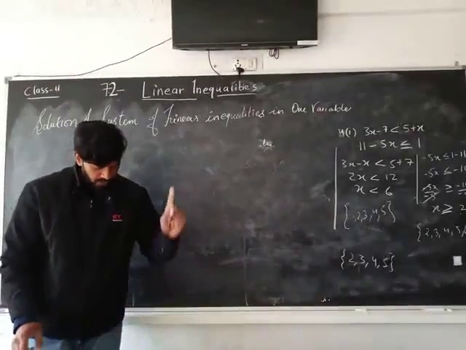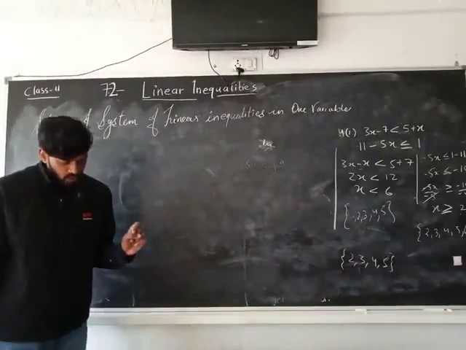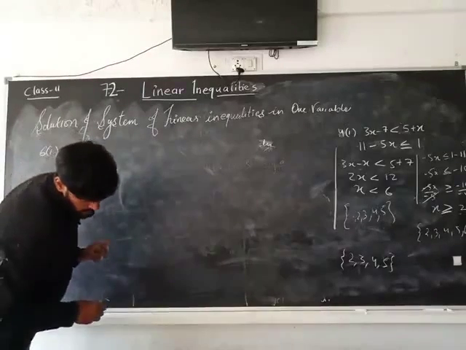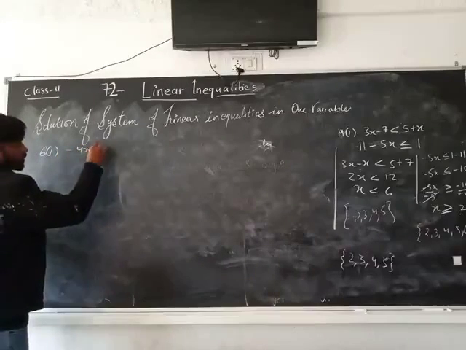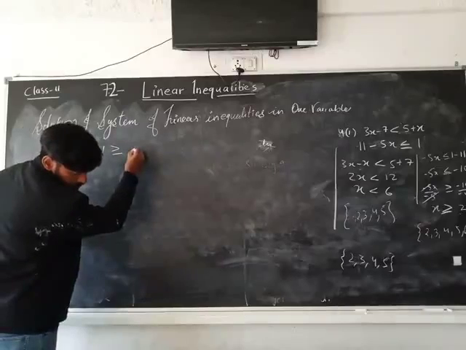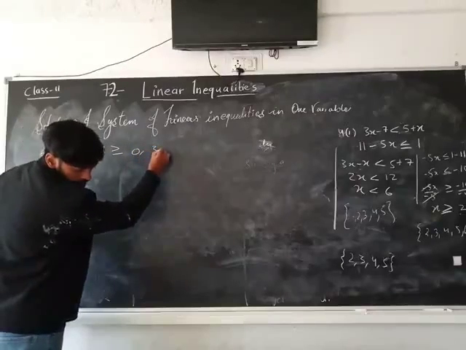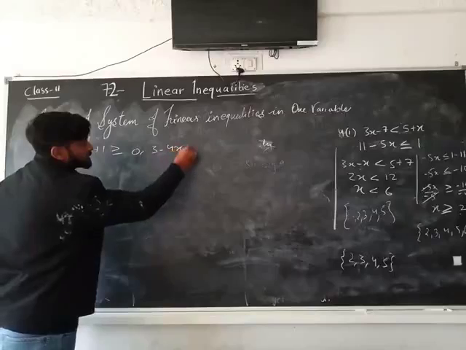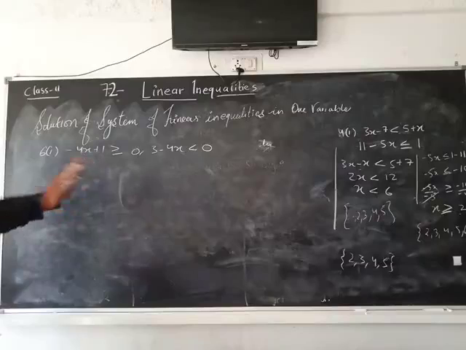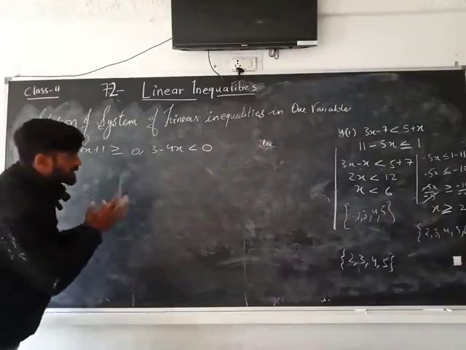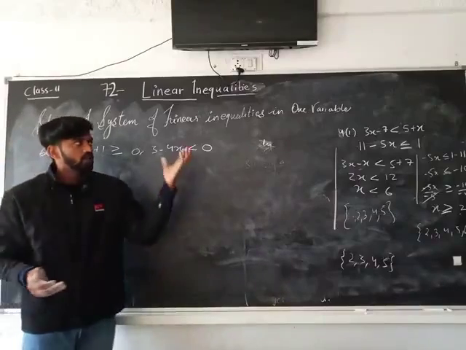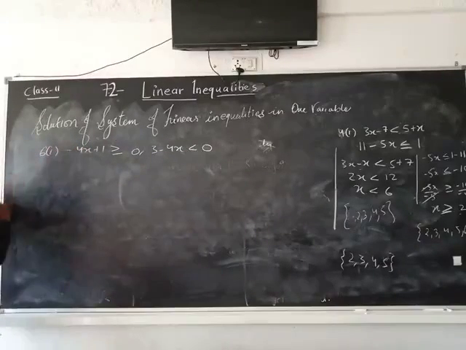We'll do question number 6, first part. If we have a look in question number 6, first part, minus 4x plus 1 is greater than or equal to 0, and the other one is 3 minus 4x is less than 0. There are two inequalities given to me. So this is called a system, and I have to find the solution for the system of linear inequalities in one variable. So I'm going to solve this.